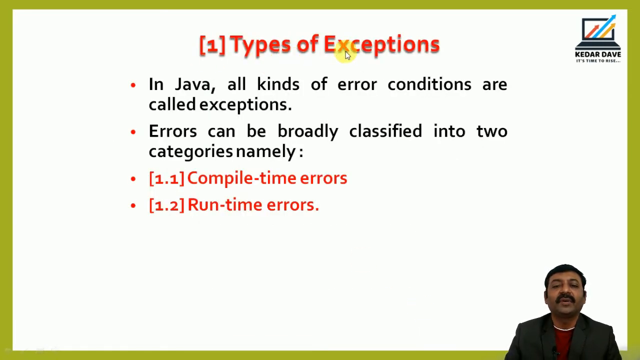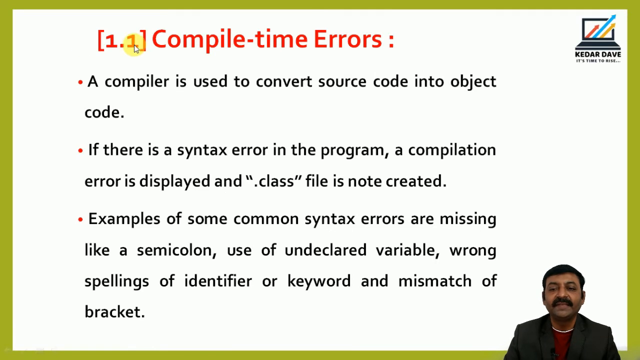Types of exceptions. In Java, all kinds of error conditions are called exceptions. And errors can be broadly classified into two categories. The first one is compile time errors, and the second one is runtime errors. So let's learn one by one. The first category is compile time errors.